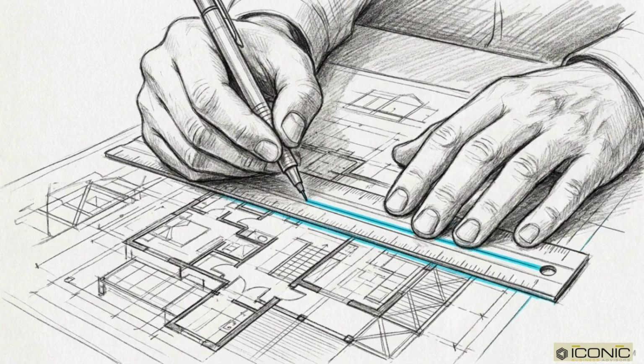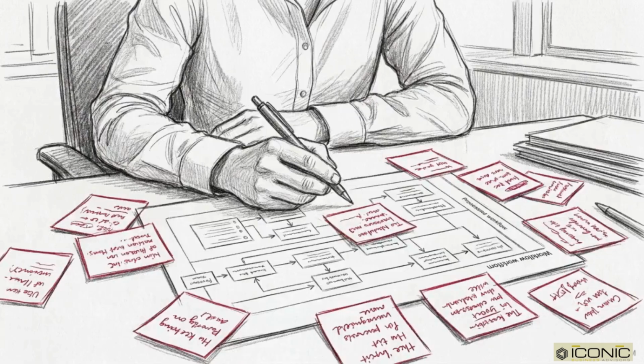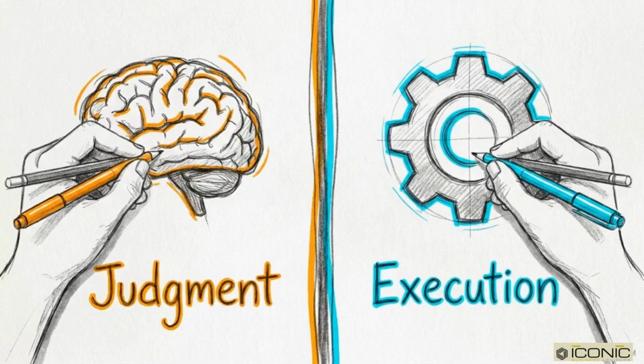Slow is smooth, and smooth is fast. This brief pause for inquiry prevents the expensive, reactive decisions that happen in a noisy system. Now draw a vertical line down your paper. Label the left side judgment and the right side execution.